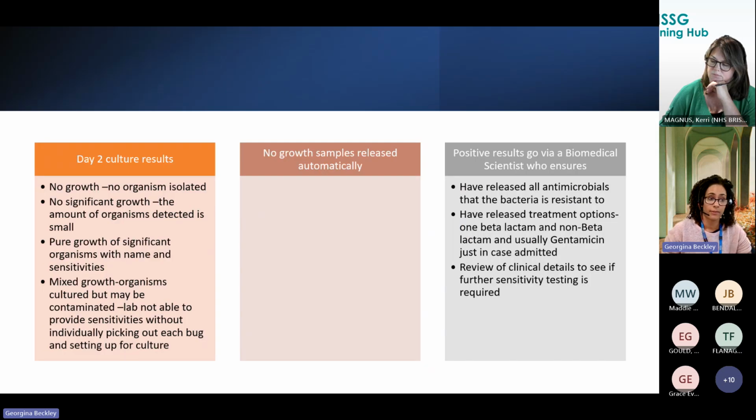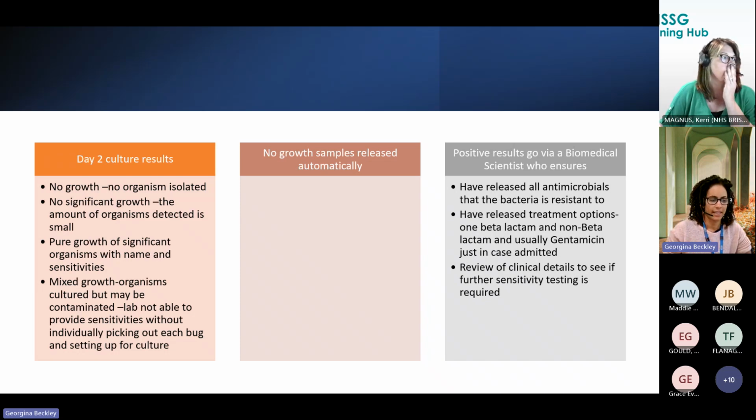So day 2, if it's gone for culture, you'll get a culture result. Either no growth, which means no bugs have been isolated by the lab; no significant growth, which is subtly different, but means that the amount of organisms detected is small and less likely to be clinically relevant; a pure growth of a significant organism, i.e. you're getting a name of a bug and some sensitivities; and then a mixed growth, which by and large means that the sample has been heavily contaminated, but occasionally means that there are a few bugs causing that urinary tract infection.